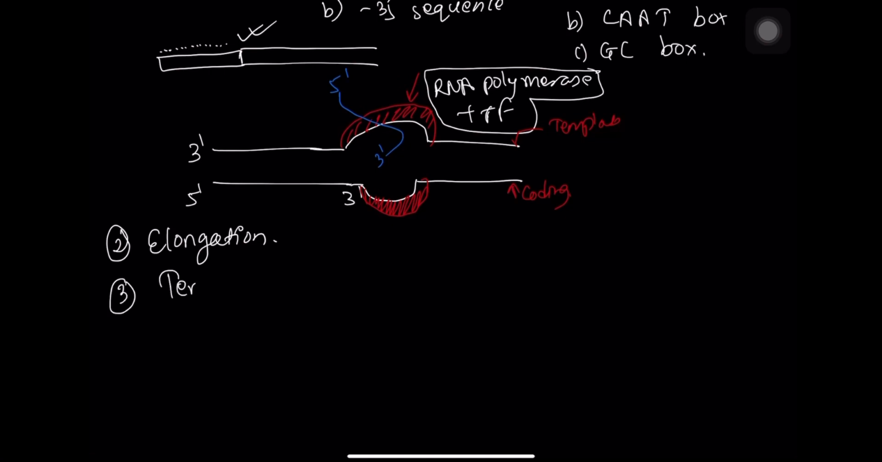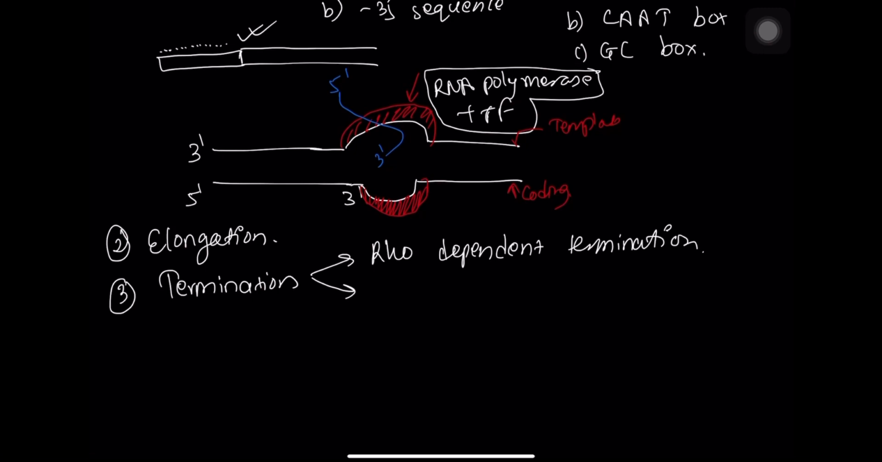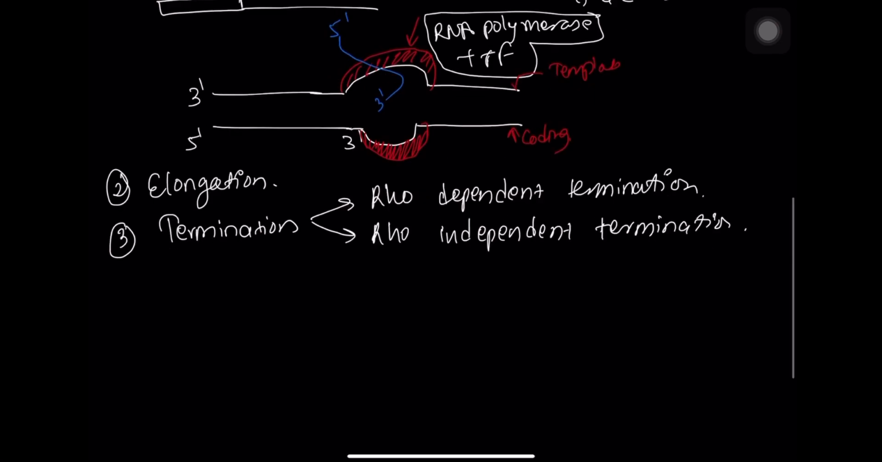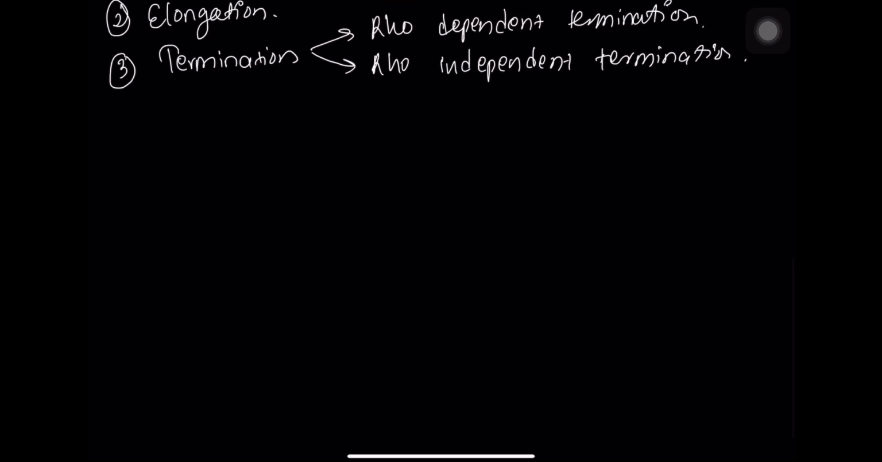There is termination in prokaryotes which is of two different types, that is rho dependent termination and rho independent termination. In eukaryotic cells it can terminate at some random points, but in prokaryotic cells the termination can be of two types. One is rho dependent and another is rho independent termination. First of all, rho dependent termination.